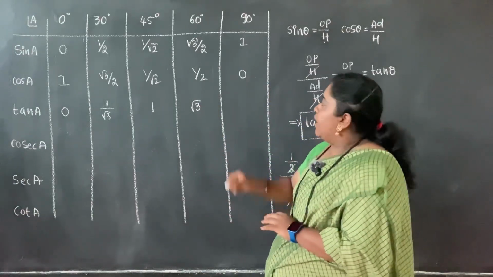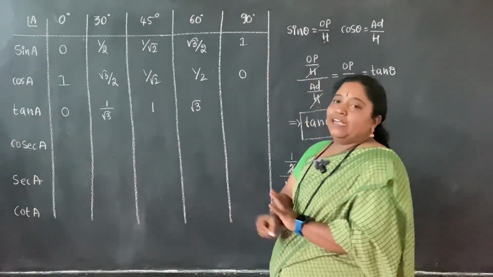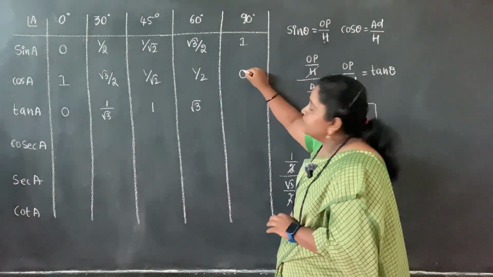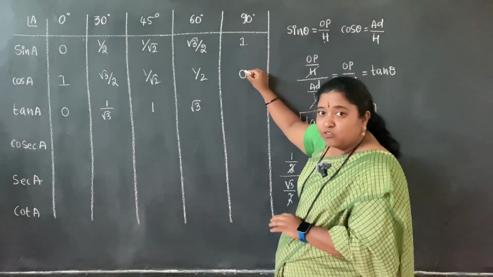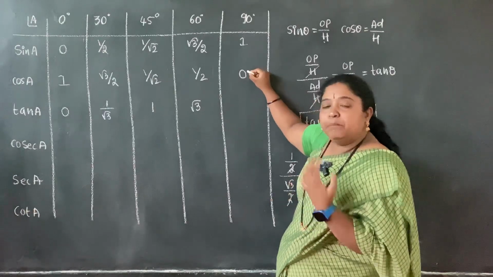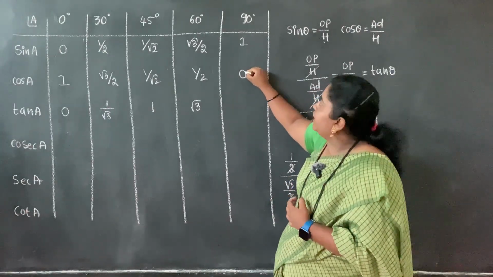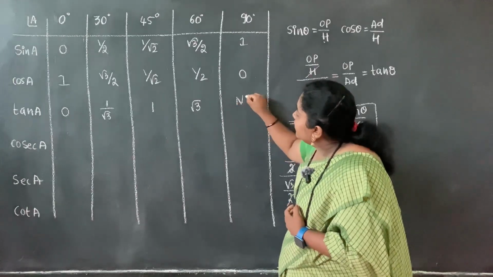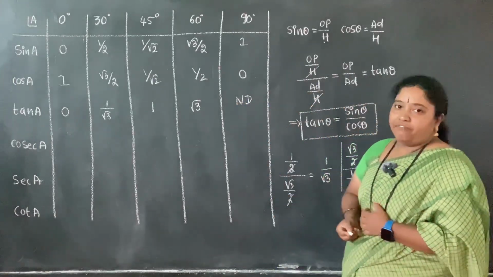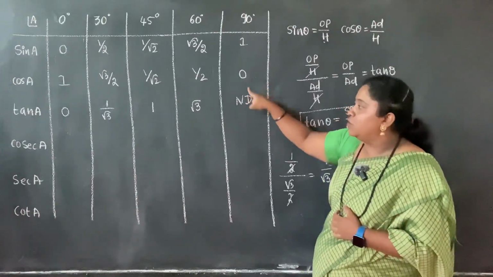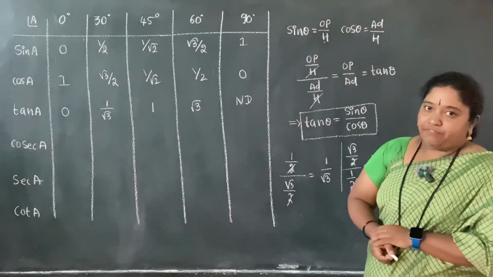Now, tan 90 is 1 divided by 0. Dears, anything divided by 0 is not defined, as you already know. So we don't have any particular result when we divide something by 0. That is why tan 90 can be written as not defined, since in the denominator I have 0.